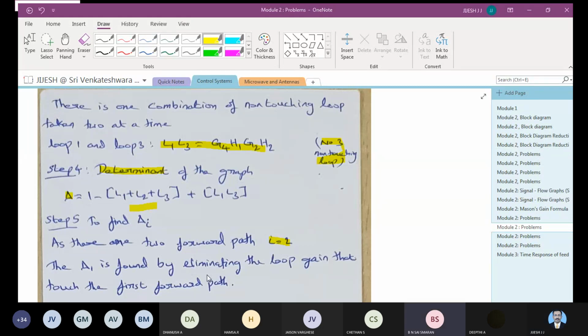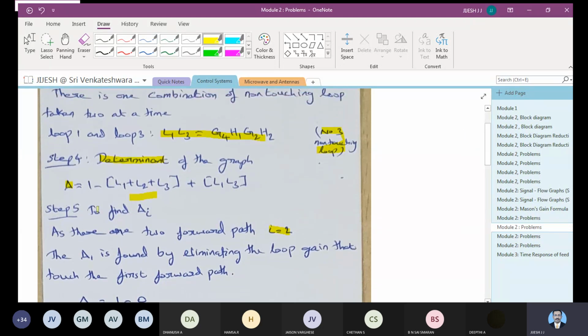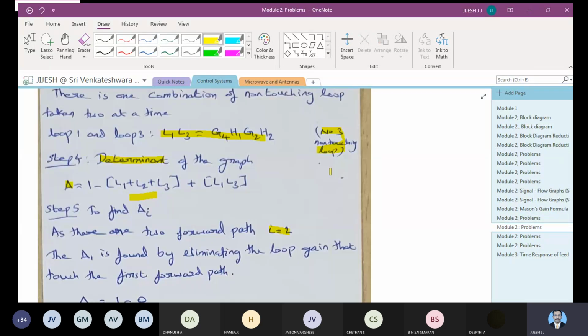Okay. If you can solve it, you can solve, but since two deltas are there, I'll just explain and then you can go ahead. To find delta, as there are 2 forward paths, P1 and P2, I will be equal to 2, so you will be having delta 1 and delta 2. Delta 1 is found by eliminating the loop gains that touch the first forward path, that is P1.